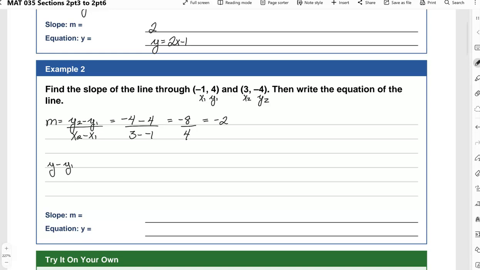So now let's find the equation of the line. So we have y minus y1, which I'm going to use 4, equals slope times x minus x1. So I have y minus 4 equals -2 times x minus (-1). Distributing and adding 4 to both sides, we're going to get y equals -2x plus 2. So my slope is -2. My equation of the line is y equals -2x plus 2.